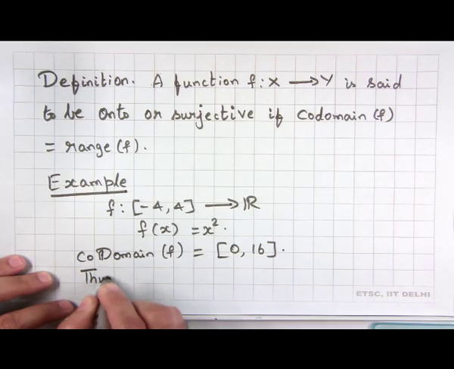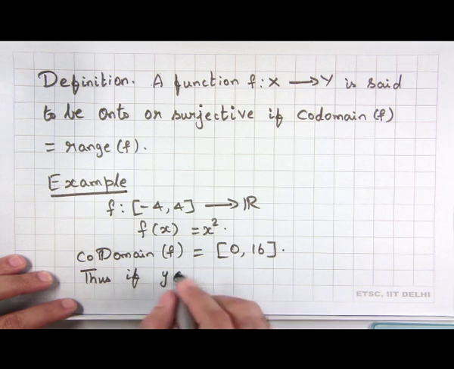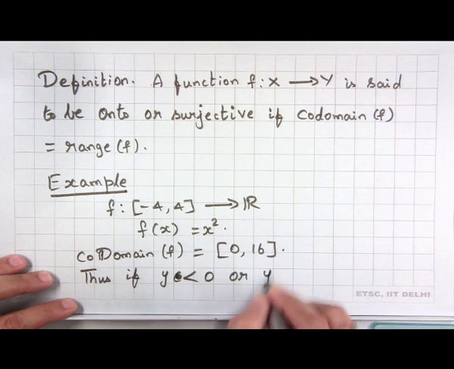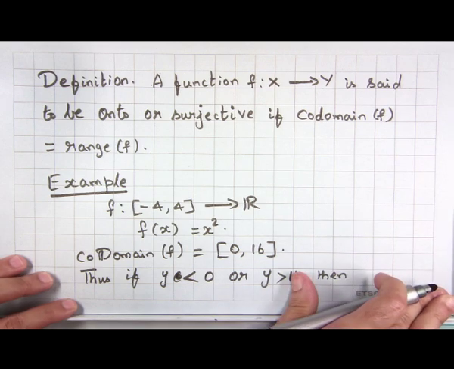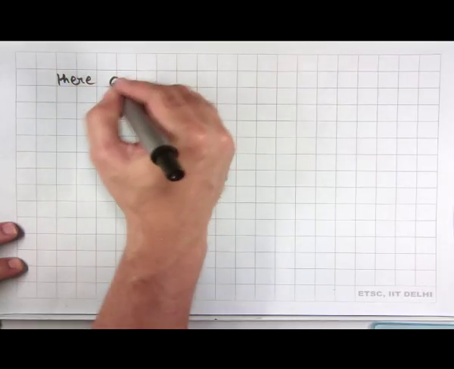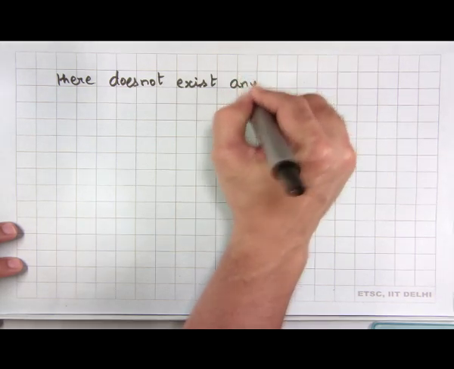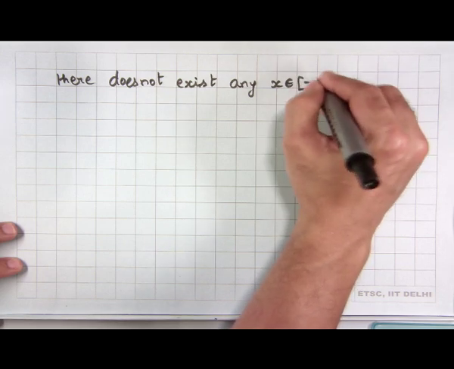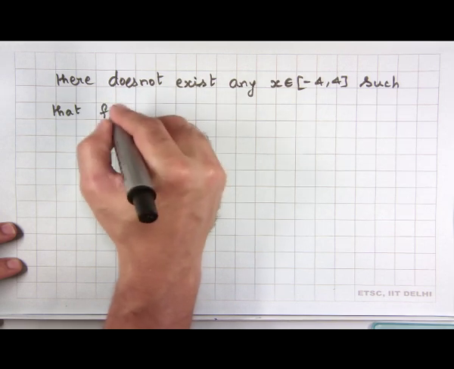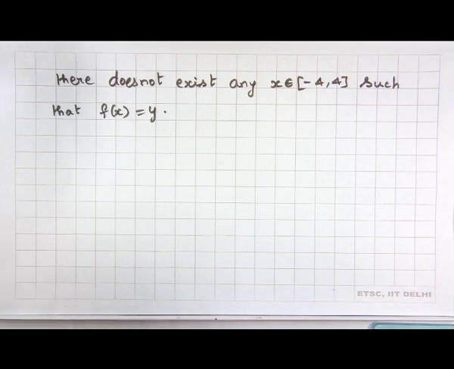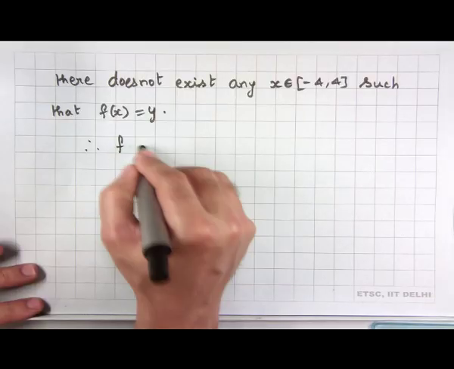So, thus if y is less than, let me write it as y less than 0 or y greater than 16, then we observed that there does not exist any x in minus 4 to 4 such that f x equal to y, because our choice of y is such that y is less than 0 or y greater than 16. Therefore, f is not onto.